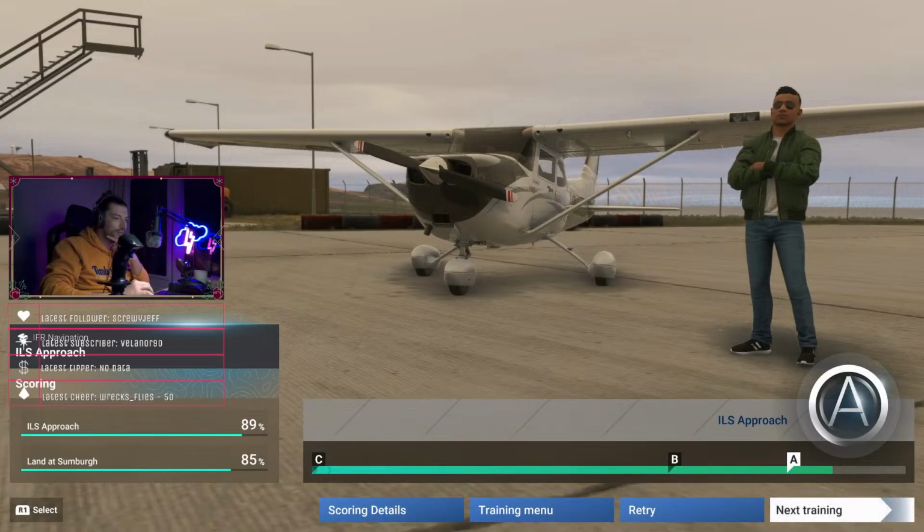It's late to turn on flaps now. Way too hard. You lost the glide slope. Ouch. Yeah, okay. Apparently I did not do a good job.